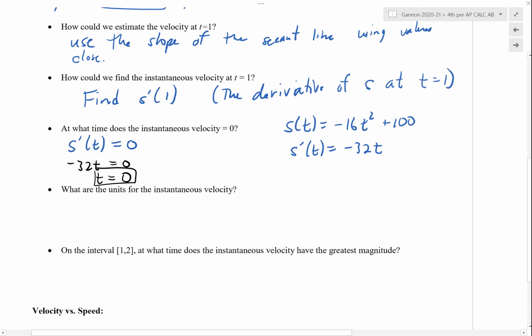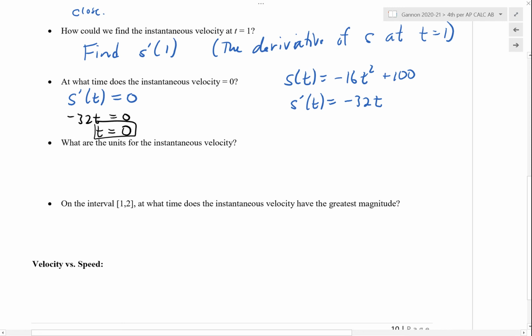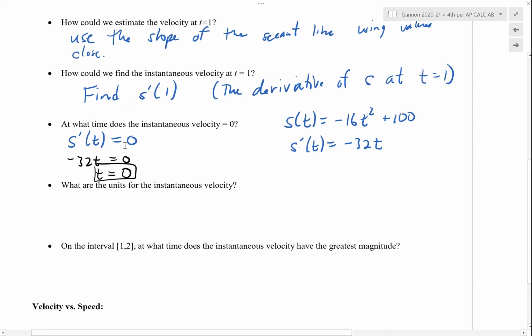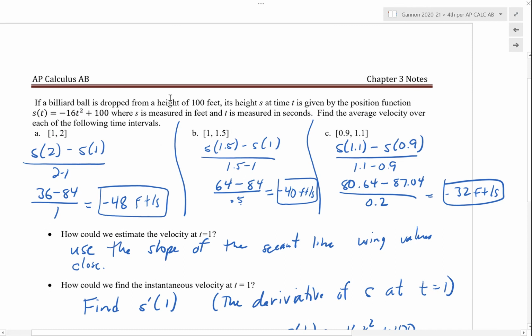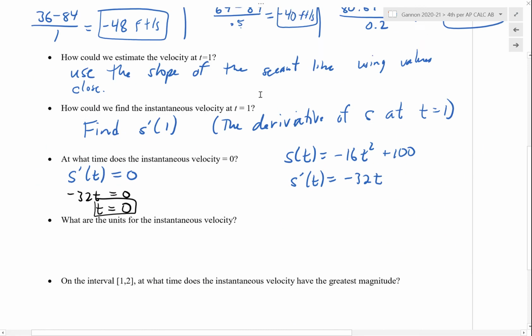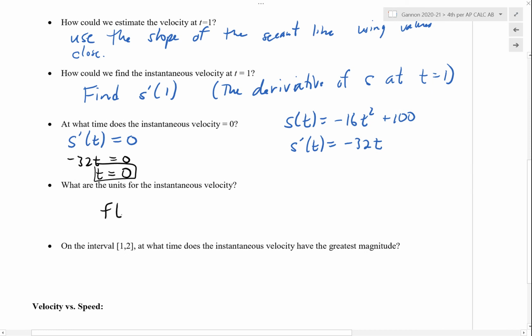All right. Our next question says, what are the units for instantaneous velocity? So the instantaneous velocity is going to be the change in height over the change in time. If we look at this function, that's going to give us units of feet, because height is measured in feet, over seconds, because time is measured in seconds. So feet per second. Change in height over change in time.